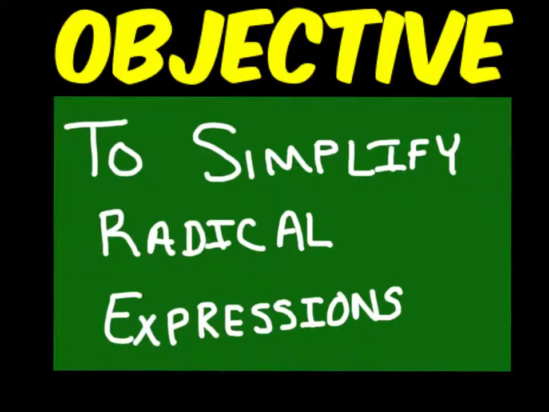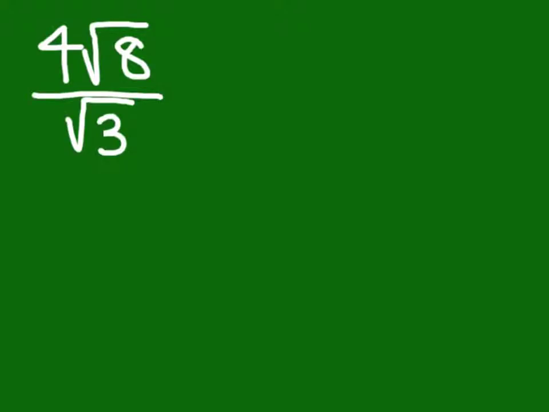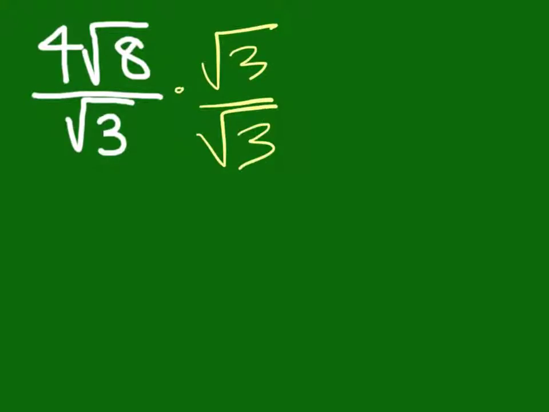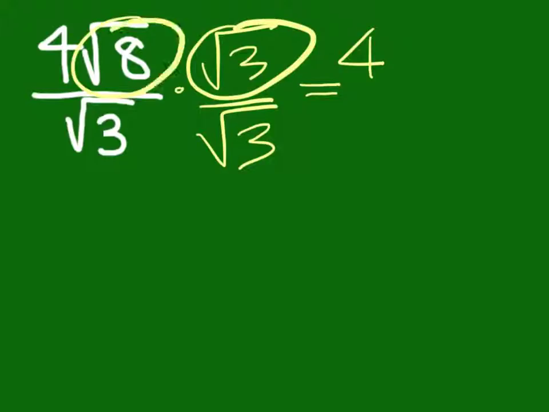Objective today is to simplify radical expressions again. Here's the first example. On this problem, it's similar to yesterday. I would have to multiply the top and the bottom by the square root on the bottom, the square root of 3. So on the top, the 4 stays the same. And when you have square root of 3 times square root of 8, that is square root of 24.